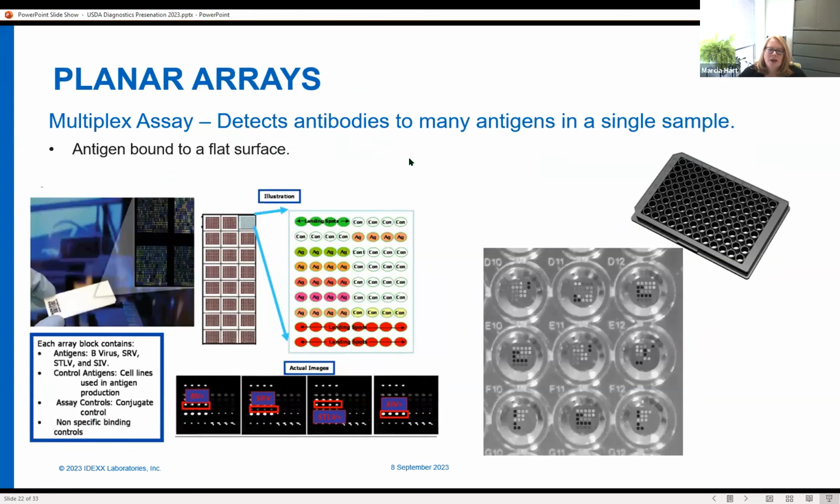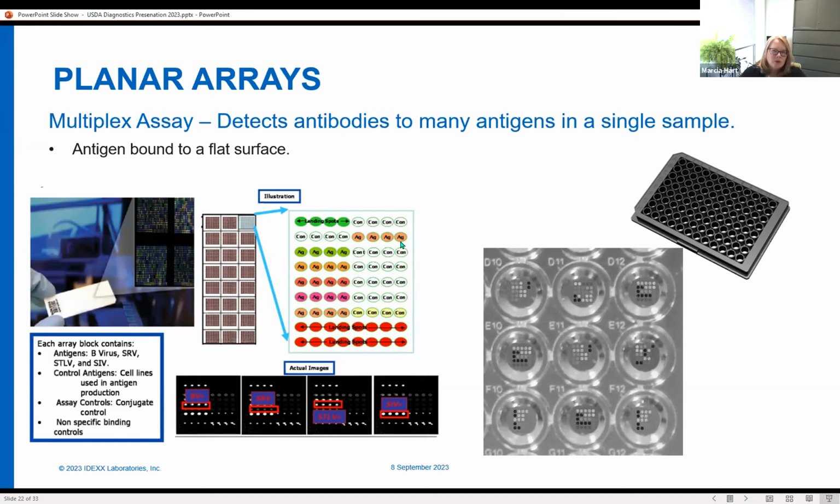So they're just detecting antibodies to many antigens in a single sample. That's really the advantage. So rather than ELISAs where it's a single antigen in every plate, now I can detect multiple antigens, potentially hundreds, in a single sample. And that's why this is advantageous. So when we talk about planar arrays, it's just a flat surface. So here is a microscope slide. And on each of these slides, there's a grid pattern. And all of the dots within the grid is a single antigen. And that's what they're showing you here in the illustration.